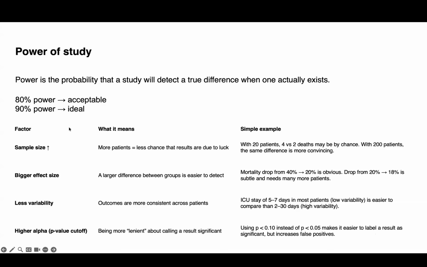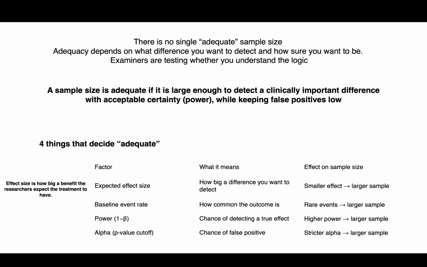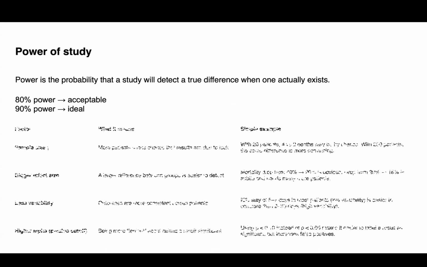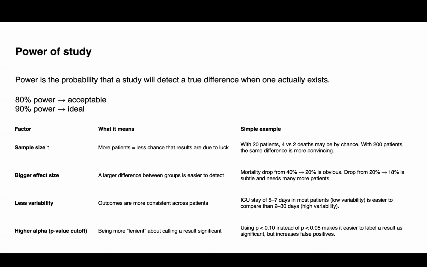So like I said, in sample size and power of the study, you always remember the 4 points that you need to look into. Again, I'm just emphasizing this for the sample size: expected effect size, baseline event rate, power, and alpha. And for the power, you need to look into the sample size, the effect size, variability, and alpha. So both have similar parameters.